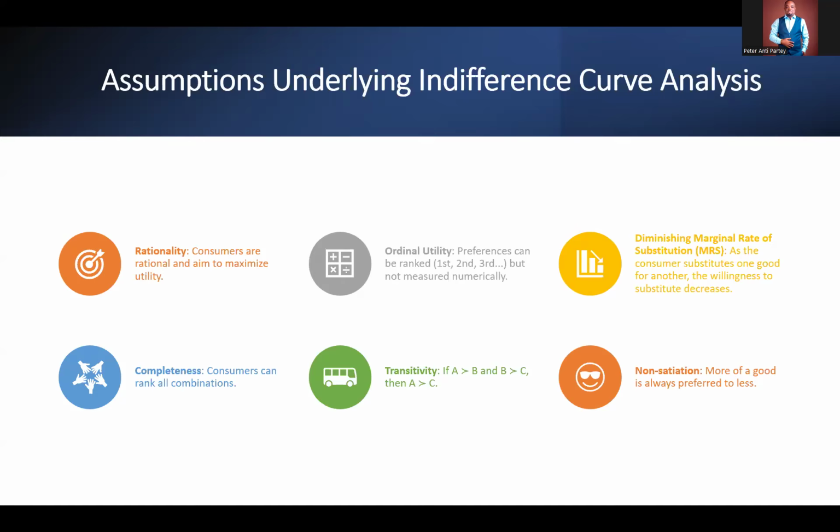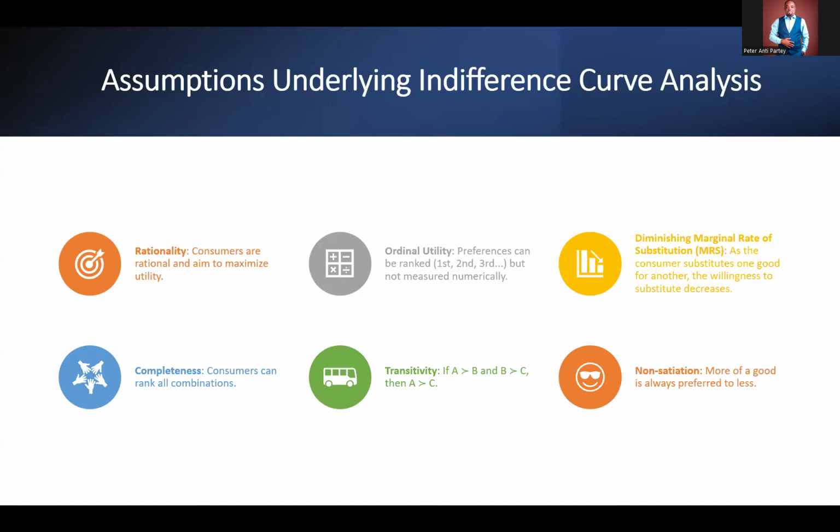Okay, then the fourth assumption is the principle of completeness. Consumers can rank all combinations. So it doesn't matter the nature of the combinations that you are dealing with, the consumer can rank it. It could be 1,000, 2,000 combinations, the consumer can rank it. And that means completeness.